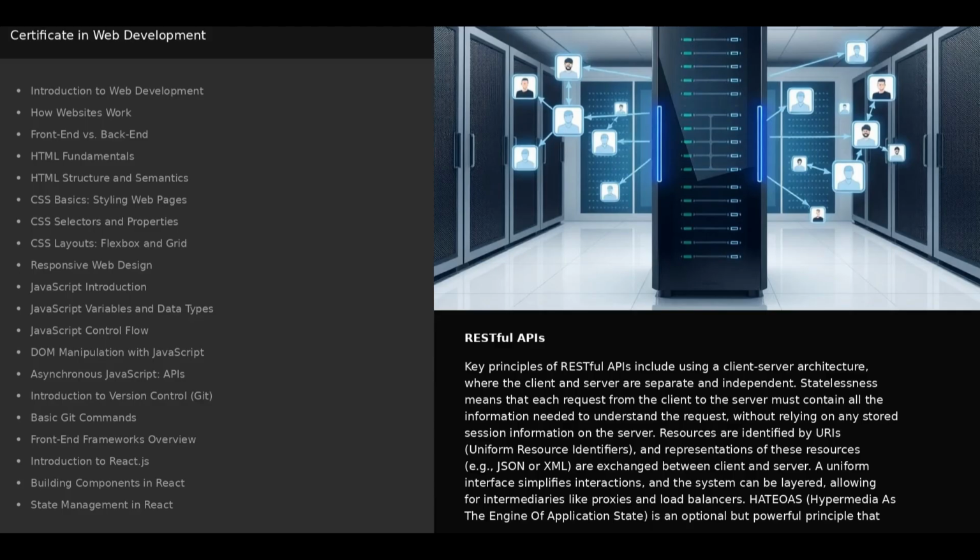Resources are identified by URIs, Uniform Resource Identifiers, and representations of these resources, e.g., JSON or XML, are exchanged between client and server. A uniform interface simplifies interactions, and the system can be layered, allowing for intermediaries like proxies and load balancers. HATEOAS, hypermedia as the engine of application state, is an optional but powerful principle that allows clients to navigate the API dynamically through links provided in the responses. Designing and consuming RESTful APIs is a core skill for full-stack developers, enabling the creation of robust and scalable distributed systems.